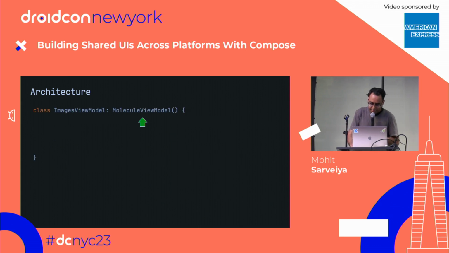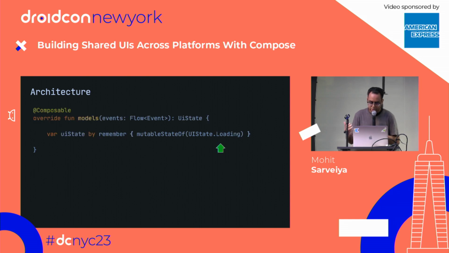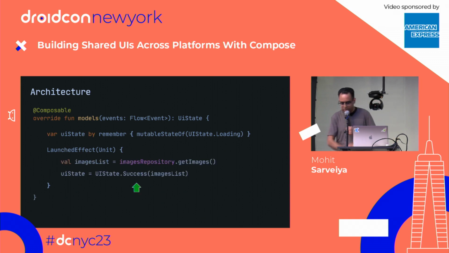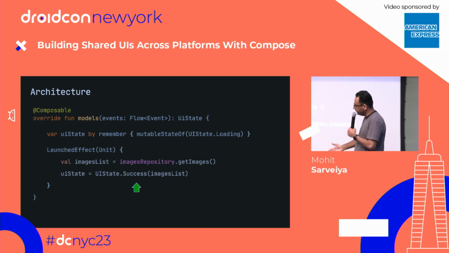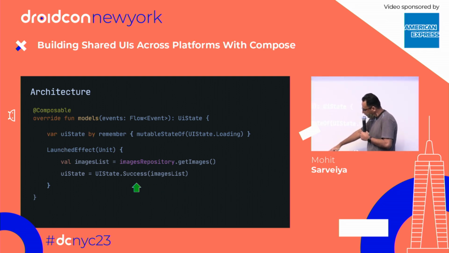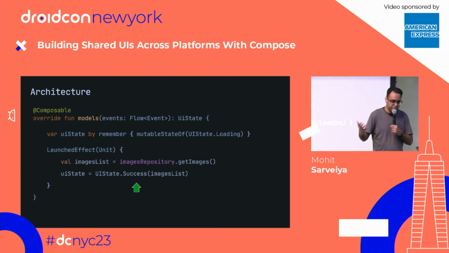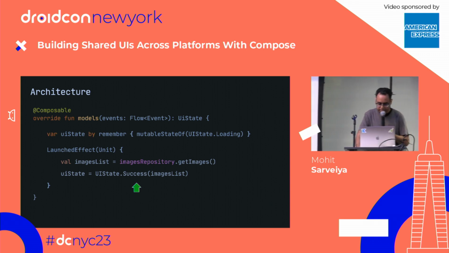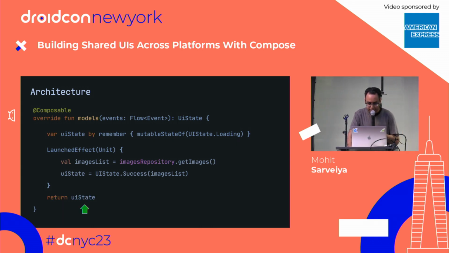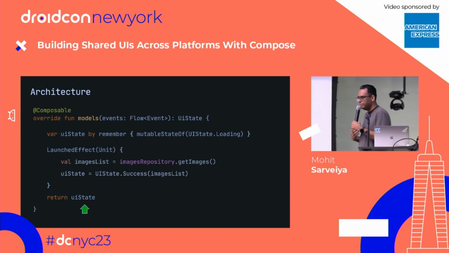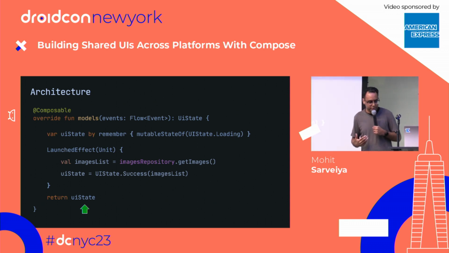So I'm going to create, finally, my images view model, which uses my molecule view model. And I'm going to use this models method like this. I'm going to write out my logic in there: I'm going to have my UI state, which is for loading. I'm going to do a LaunchedEffect with Unit, and I'm going to tell the repo, give me the images. And I'm going to specify in my UI state that I have my images. You could obviously want to set up error handling there. And I'm going to return the UI state. This is my logic. It could be complicated based on your use case.